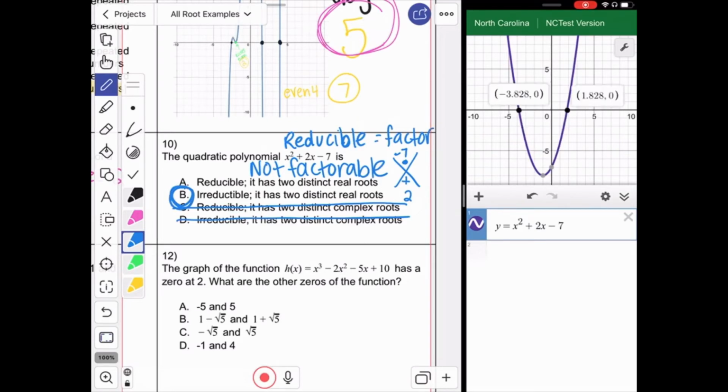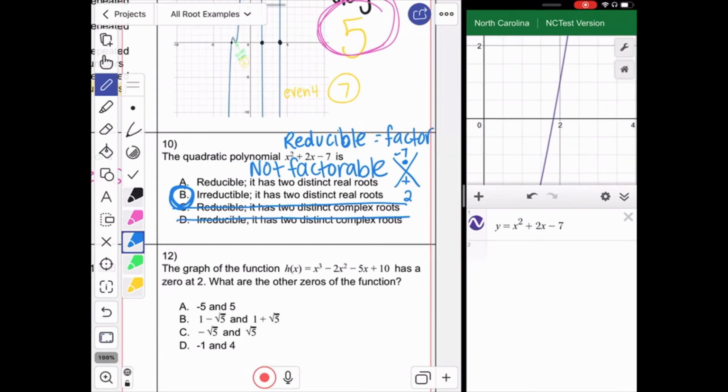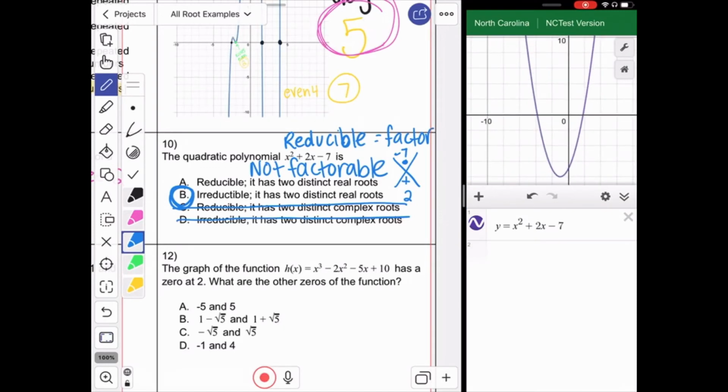Another way to tell is the decimals for these problems. As I zoom in, I should be able to see something like 1.82. That's probably going to wind up being an irrational number. And because it's an irrational number, that means it's not factorable. Factorable problems are going to have rational numbers. And remember, rational numbers, like whole numbers, are things that can be turned into fractions.